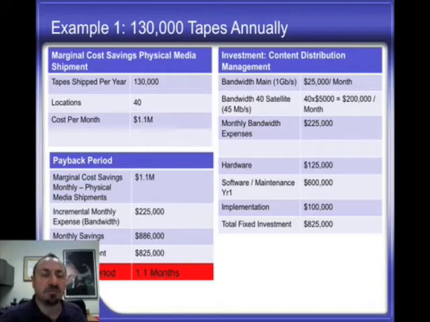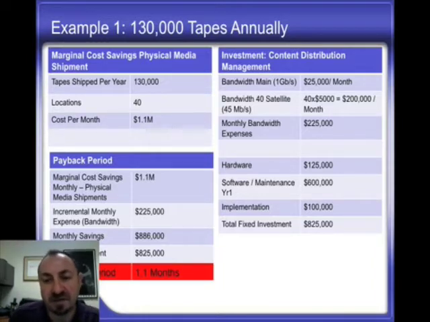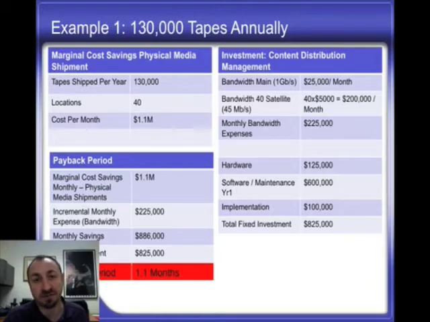Okay, so that's not all though. You have more than just bandwidth costs. You have to have hardware, software, and implementation costs. The hardware is about $125,000. The software in the first year of maintenance is $600,000, and the implementation cost will be about another $100,000. So your fixed investment for this particular project is about $825,000. By the way, this is not doctored. These are list prices, or real prices, for the actual product. So it's about $825,000 of a fixed upfront cost.